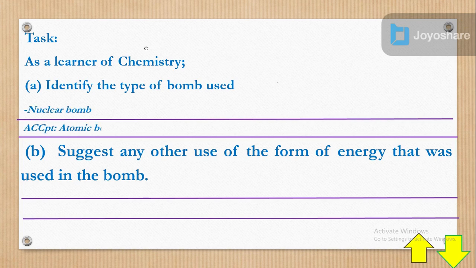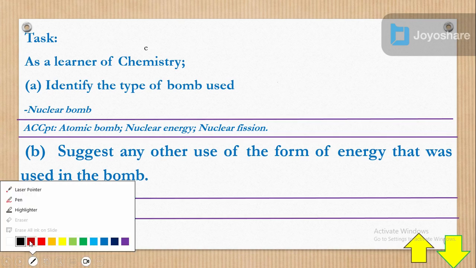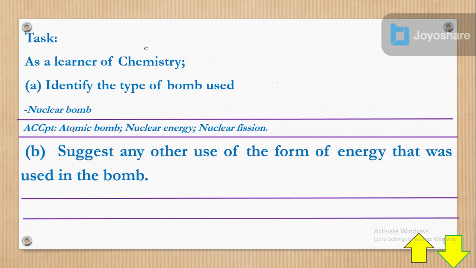So shall we say that nuclear bomb? In there they use the nuclear bomb, and of course what we would accept here would be a nuclear bomb, or we would also accept this answer. If a student said atomic bomb, you give a mark. If a student said nuclear energy, you would give a mark. If a student said nuclear fission, you would give a mark.